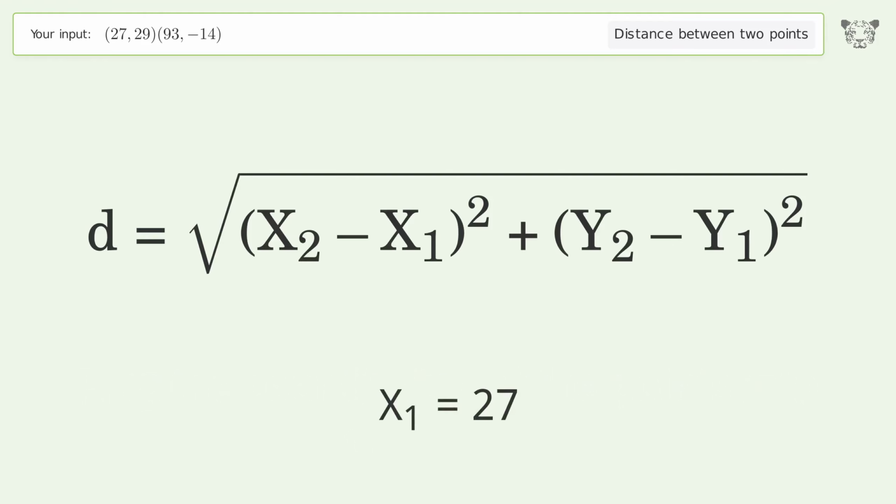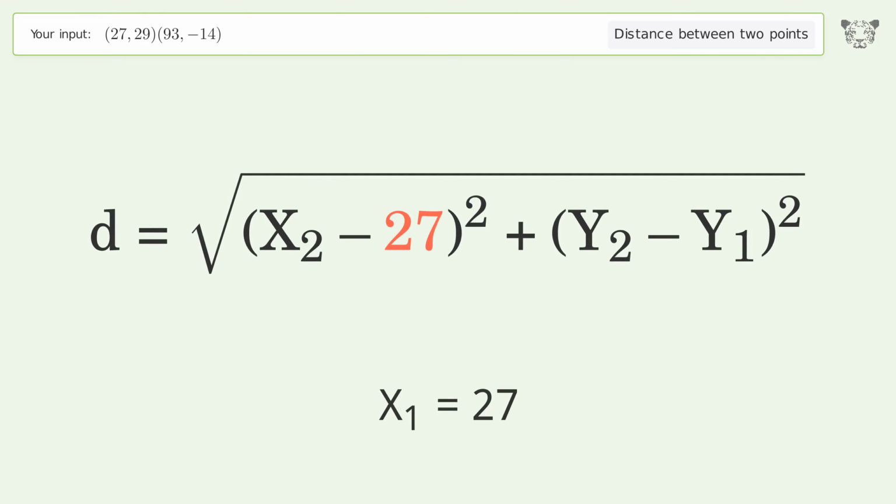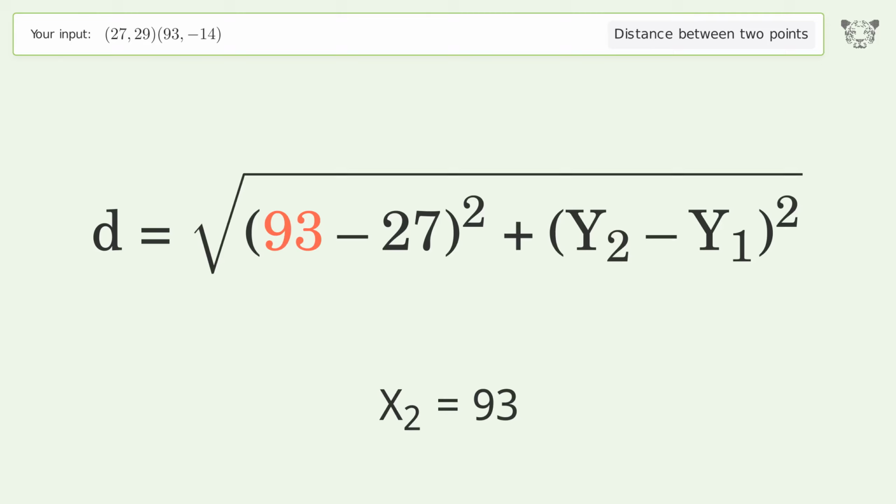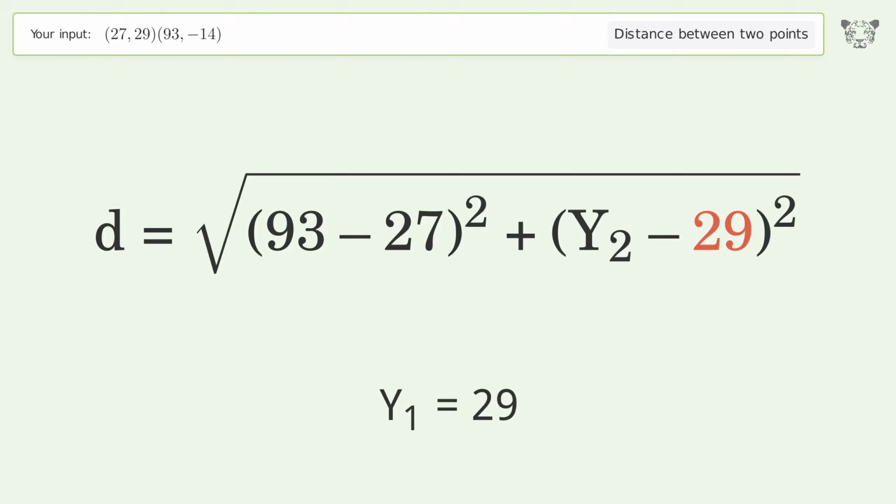x1 equals 27. x2 equals 93. y1 equals 29. y2 equals -14.